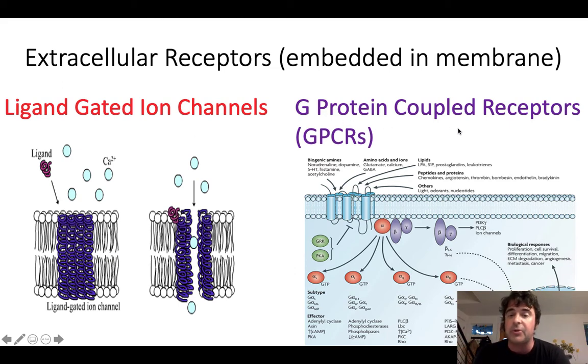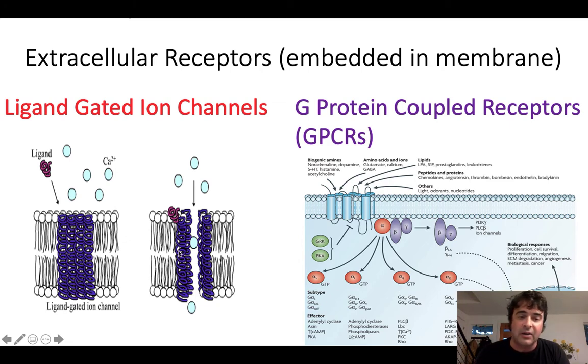G-protein coupled receptors, on the other hand, are different. They always have seven transmembrane spanning regions. And for G-protein coupled receptors, there are a lot of things, hormones and neurotransmitters, that bind to these. The binding to this receptor activates a G-protein internally in the cell and triggers some kind of cell pathway. So it's not a direct ion channel.